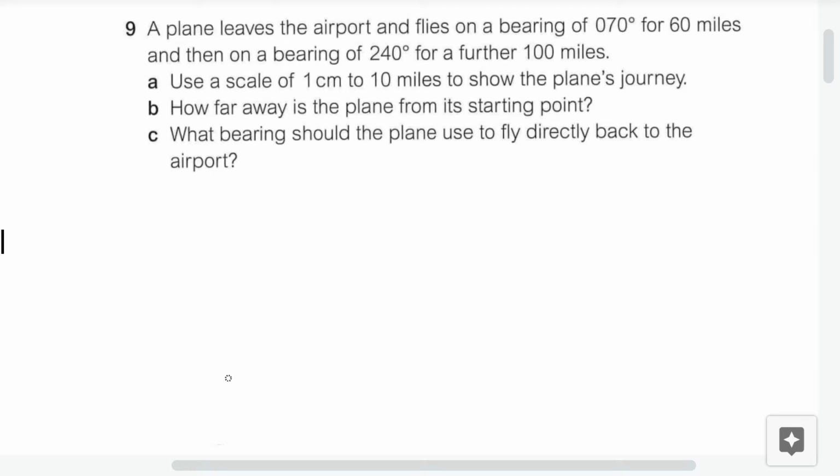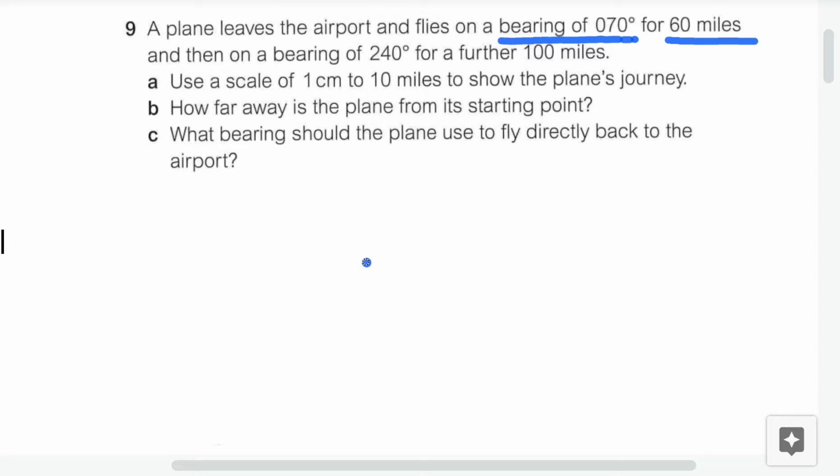Okay, so on this first question, question 9, we are told that an aeroplane is leaving an airport and flies on a bearing of 70 degrees and travels for 60 miles. So what we're going to need to do is start to draw a very accurate diagram to try and illustrate what's going on in the direction this aeroplane is flying.